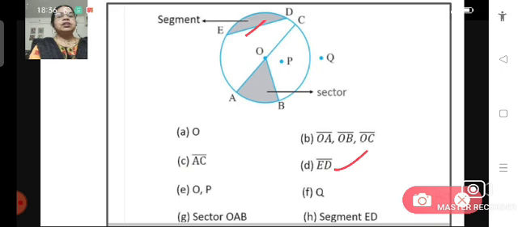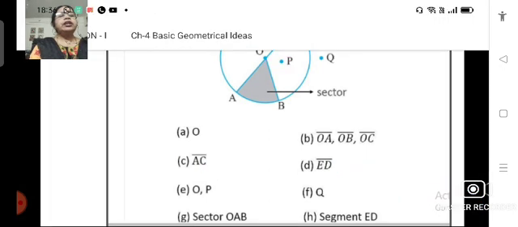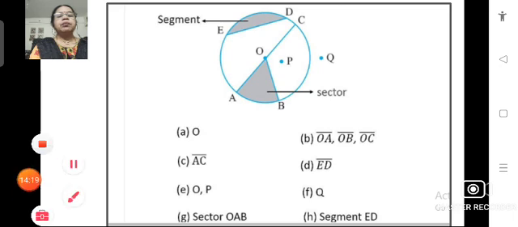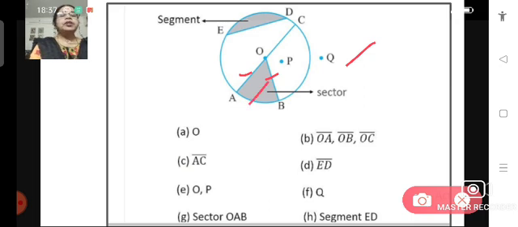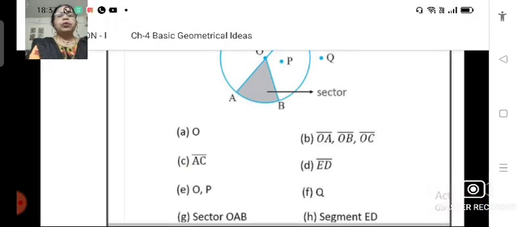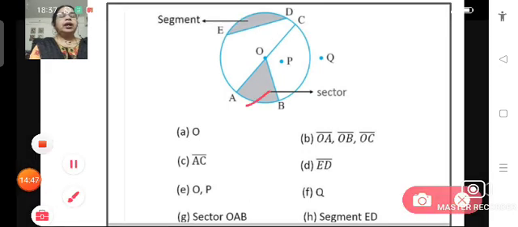Then 2 points in the interior of the circle, O and P. O and P are 2 points in the interior of the circle. 1 point in the exterior of the circle, we can mark Q as a point in the exterior of the circle. And sector is a region inside the circle which is bound by 2 radii on 2 sides and an arc on a side. So this is the sector. OAB is the sector.